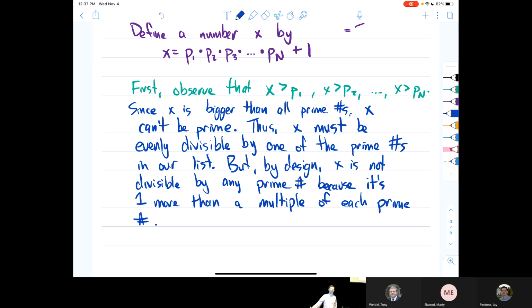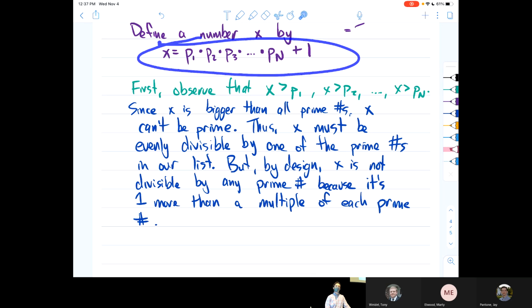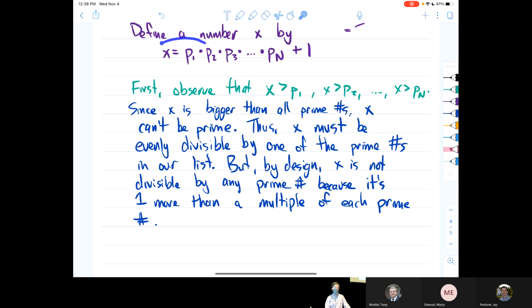And now we've reached a logical contradiction. Let me try to map out why. We formed a number x. The number itself is not a contradiction. We just formed a number. We said that number is not prime because it's bigger than our supposed list of all the primes. So x is not prime. But if you're not prime, you must be divisible by one of the primes. Except we ensured by its construction that it can't be divisible by any of the primes because it's a multiple of each prime, but then plus 1, which breaks the divisibility.